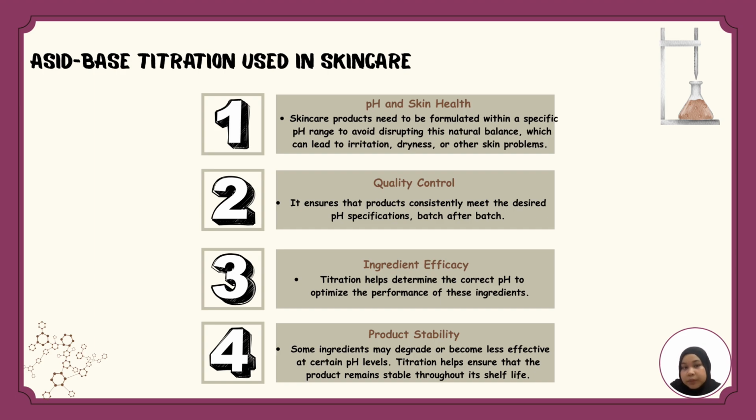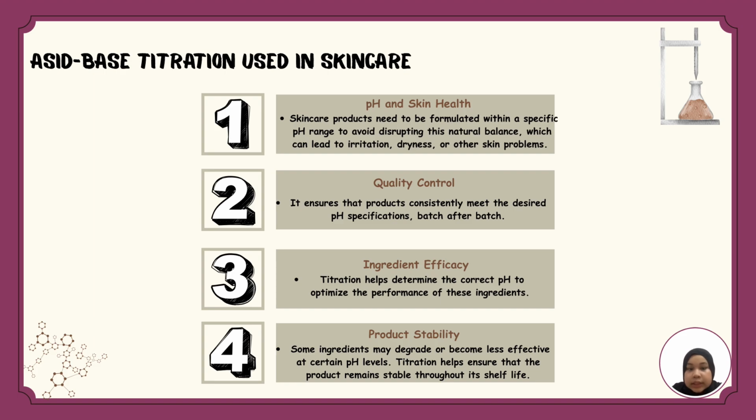This is why it's important. First is pH and skin health. The skin has a slightly acidic pH around 5.5, so that helps maintain its protective barrier and microbiome. Skincare products need to be formulated within a specific pH range to avoid disrupting this natural balance, which can lead to irritation, dryness, or other skin problems. Next is quality control. Titration is a reliable method for quality control in skincare manufacturing. It ensures that products consistently meet the desired pH specification batch after batch.